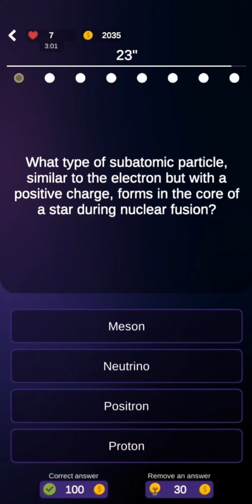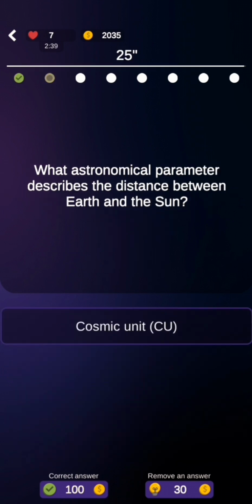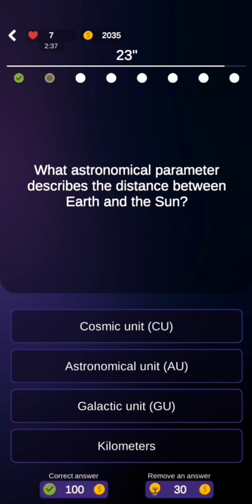Alright, what type of subatomic particle, similar to the electron but with a positive charge, forms in the core of a star during nuclear fusion? So the positron is the antimatter counterpart to electrons with the positive charge, but I honestly didn't know that they were made in the sun. I was referring to neutrinos, but we're going to go with positron! It's an antimatter particle. What astronomical parameter describes the distance between Earth and the Sun? That is an astronomical unit, or AU.